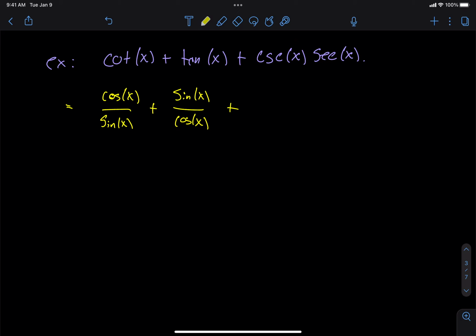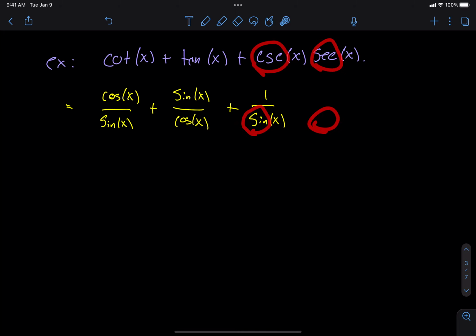Yeah, 1 over sine x, good. 1 over sine of x. Okay, remember, the world is not as it should be. Cosecant goes with sine, and secant goes with cosine. So I'm gonna multiply this, since there's an implicit multiplication here. I'm going to write 1 over cosine of x, yes?